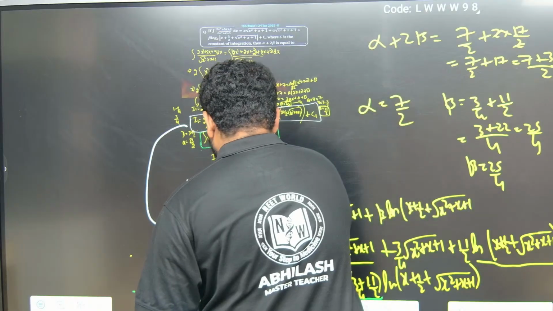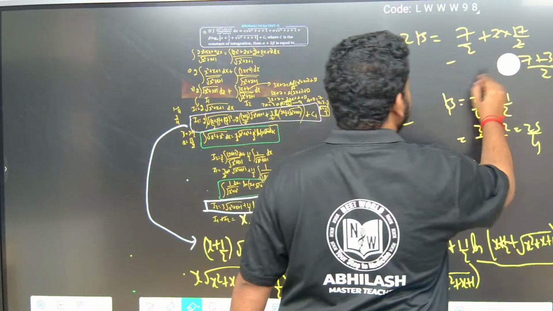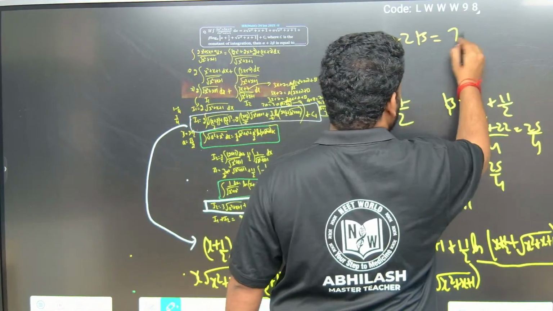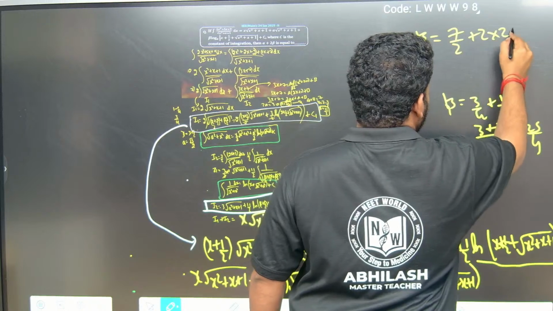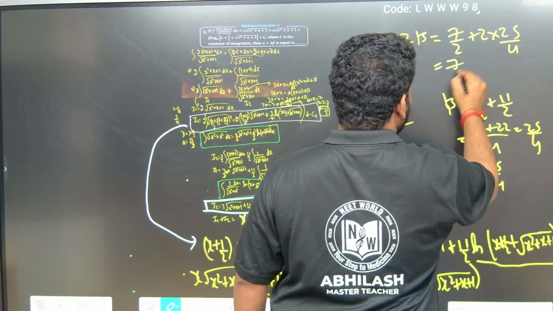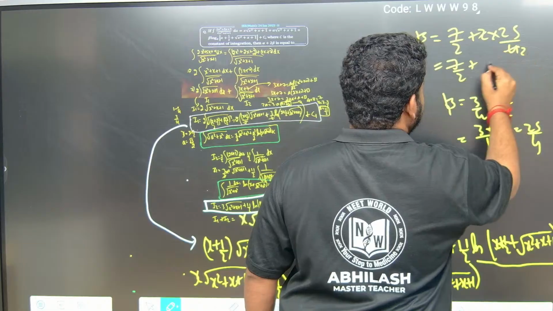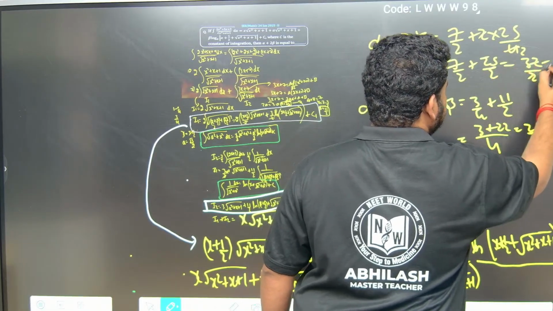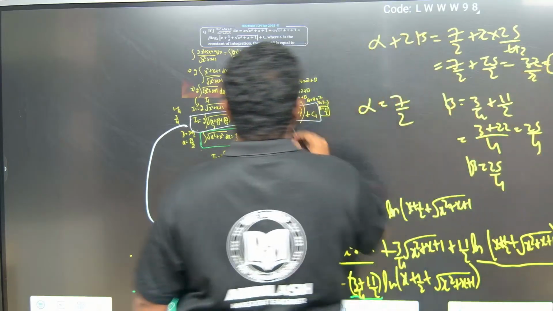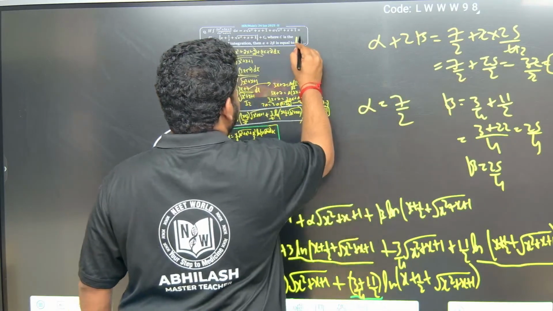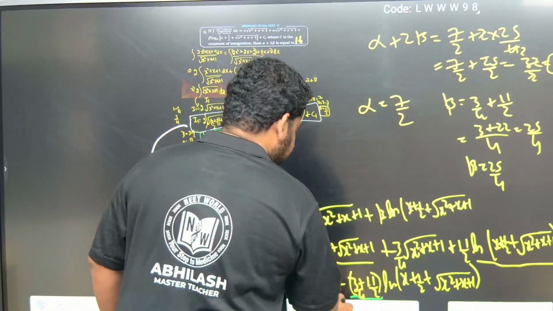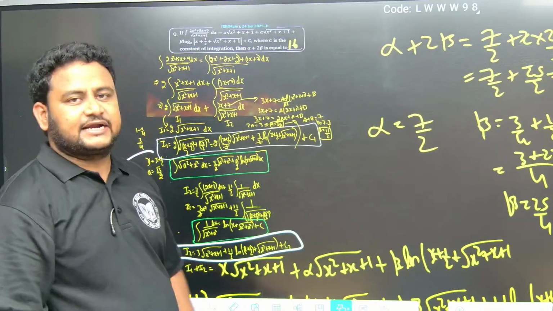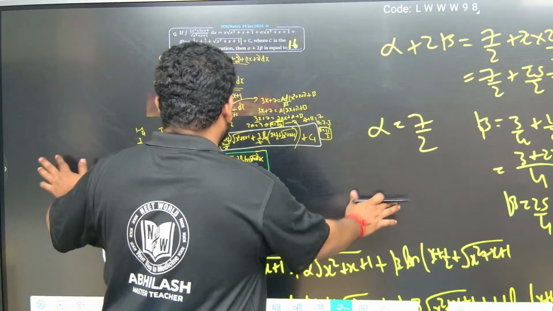Now they are asking for alpha plus 2 times beta. So 7 by 2 plus 2 times 25 by 4, which is 25 by 2. This gives me 32 by 2, that is nothing but 16. So the correct answer to this question is 16. Clear, friends? This is how you have to solve the question.